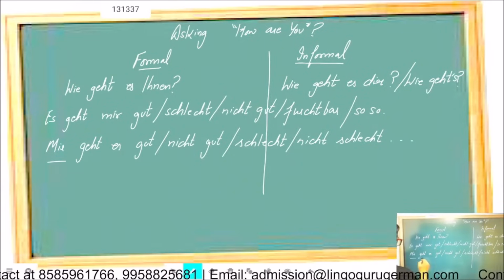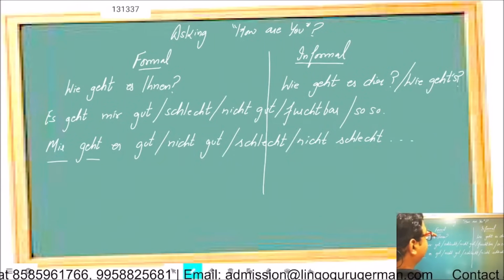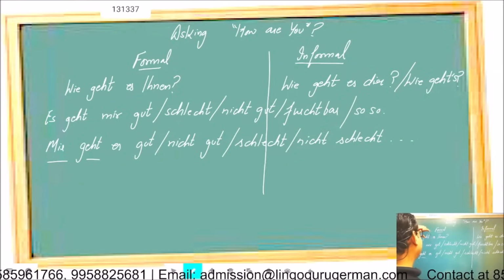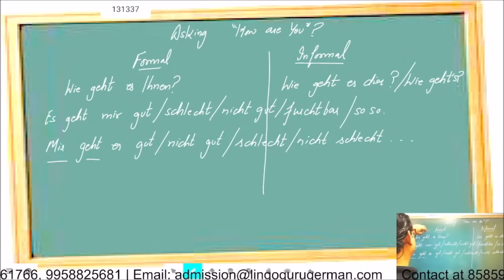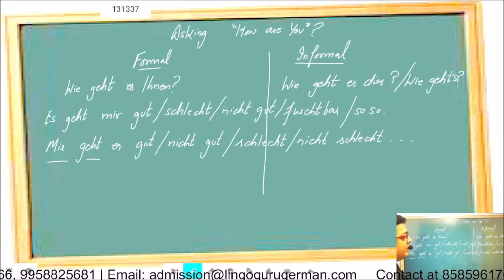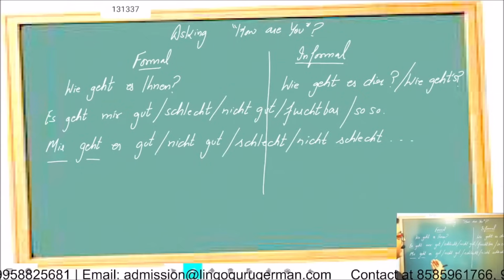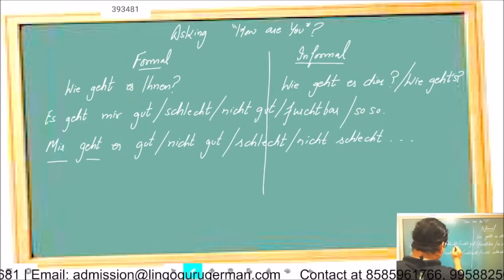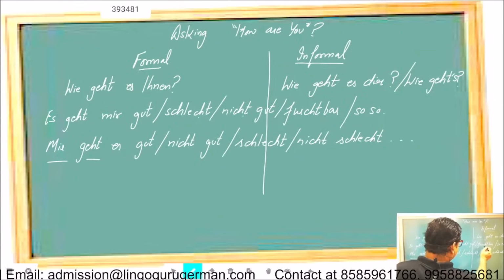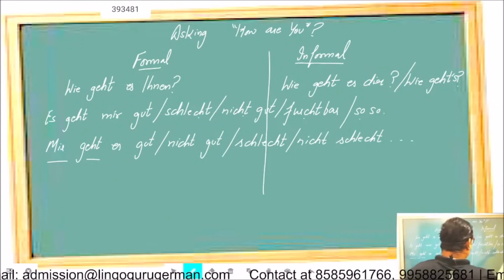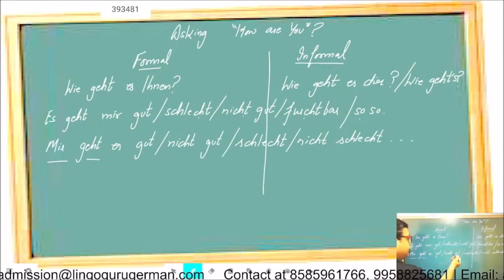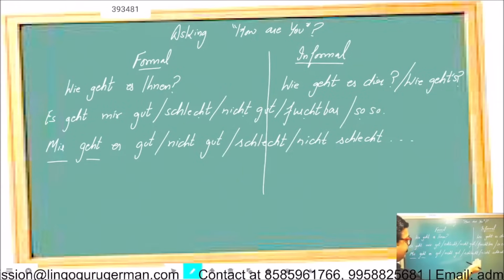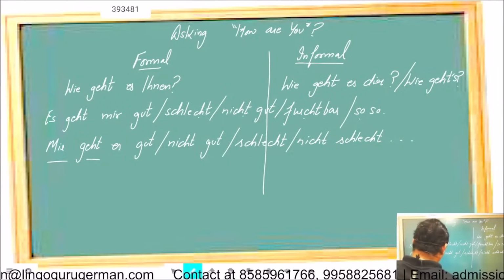We learn these expressions. Okay. How are you? The ideal translation of this sentence is, how is it going with you? In Hindi, we ask, aur bhai kaisa chal raha hai? That is how we ask. Es geht mir gut. Good, bad, not good, horrible, just going on, so-so. Good, not good, bad, not bad. We have more expressions to talk about.